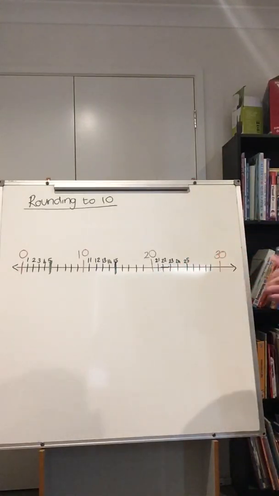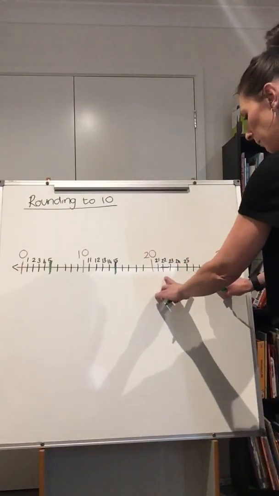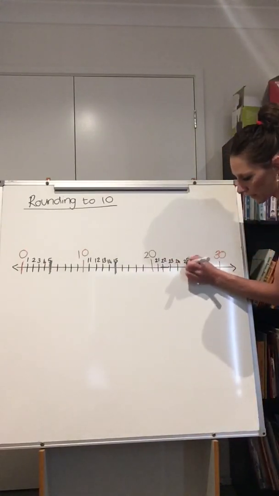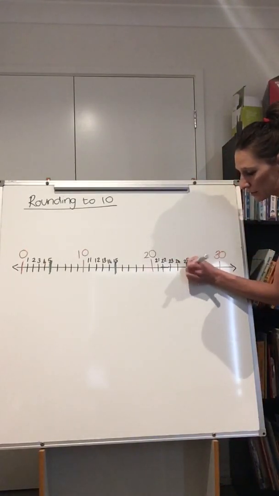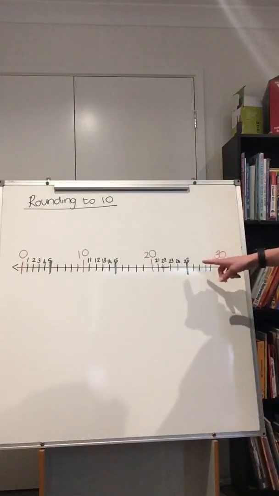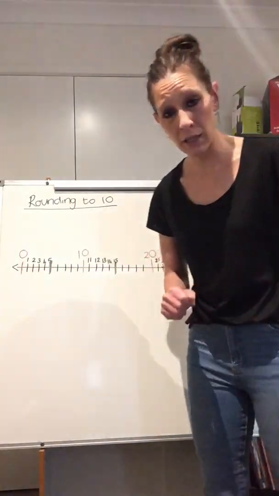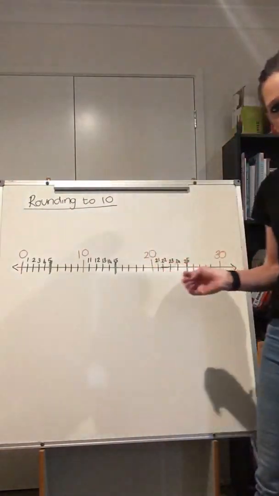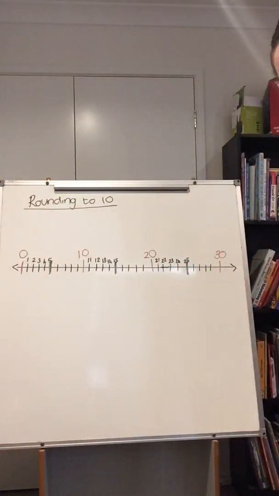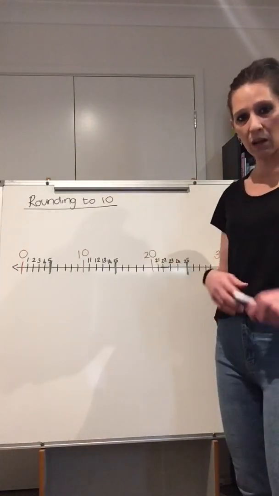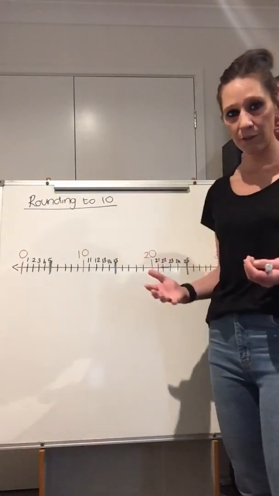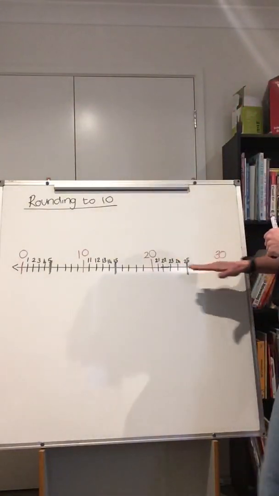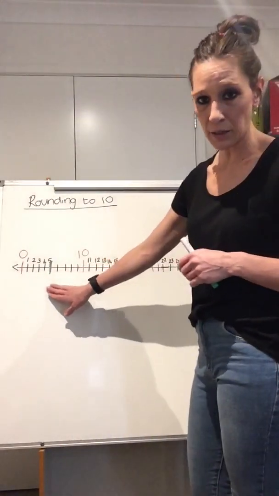Between 20 and 30, what would my halfway mark be? If you can see, I'm moving my fingers back. Up, 25. Now, you may have noticed that each of those numbers has got a 5 in it. So you should know 5 would be the halfway mark. So between 30 and 40, 35 would be the halfway mark. Between 40 and 50, 45 would be the halfway mark. So, very important to understand that.